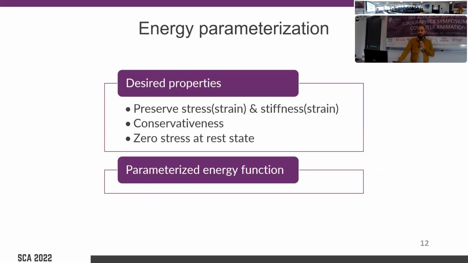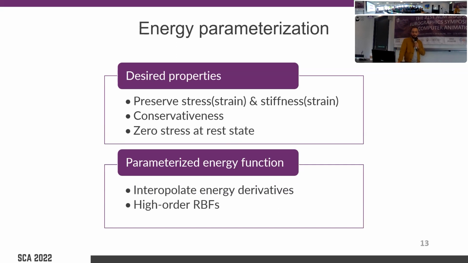When designing elastic materials, we want to preserve strain stress response and strain stiffness relation. Then energy conservation is a fundamental property of elasticity. So our parameterization needs to be conservative by construction. Finally, we need to ensure that the parameterized energy doesn't generate forces at rest state.